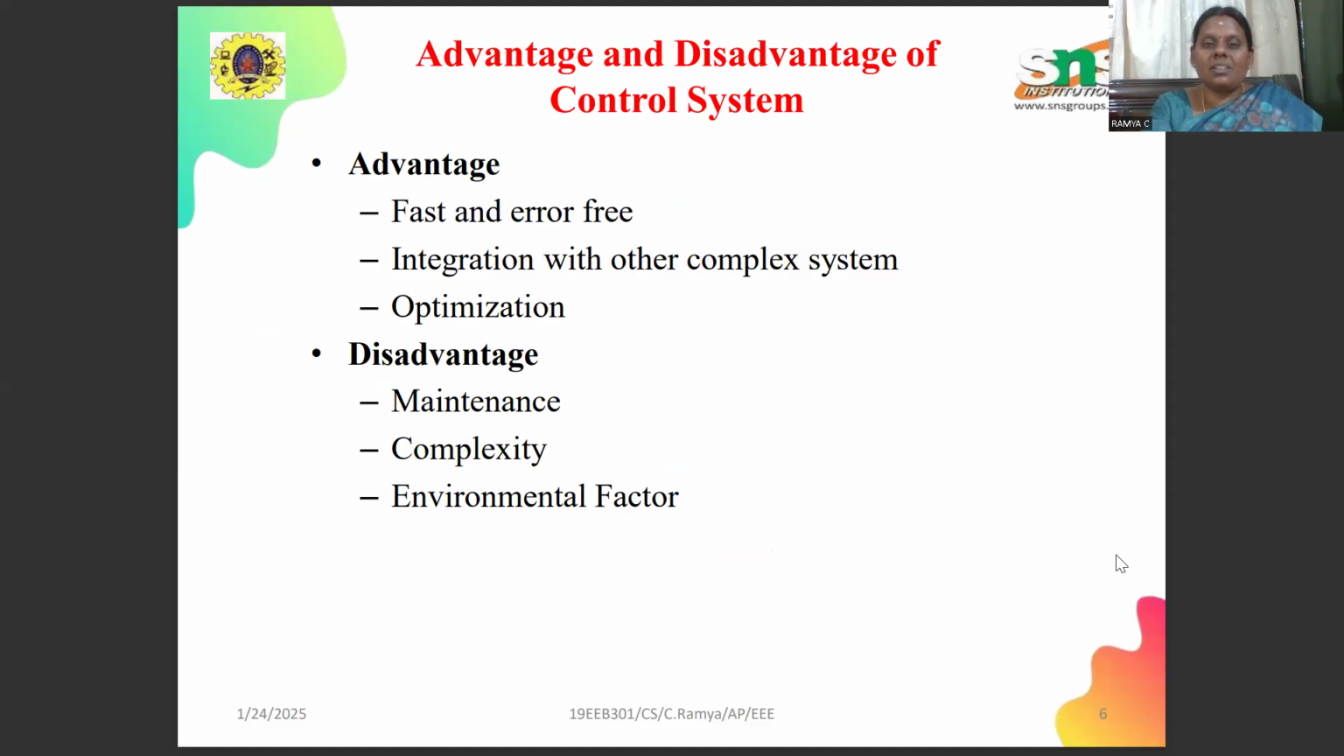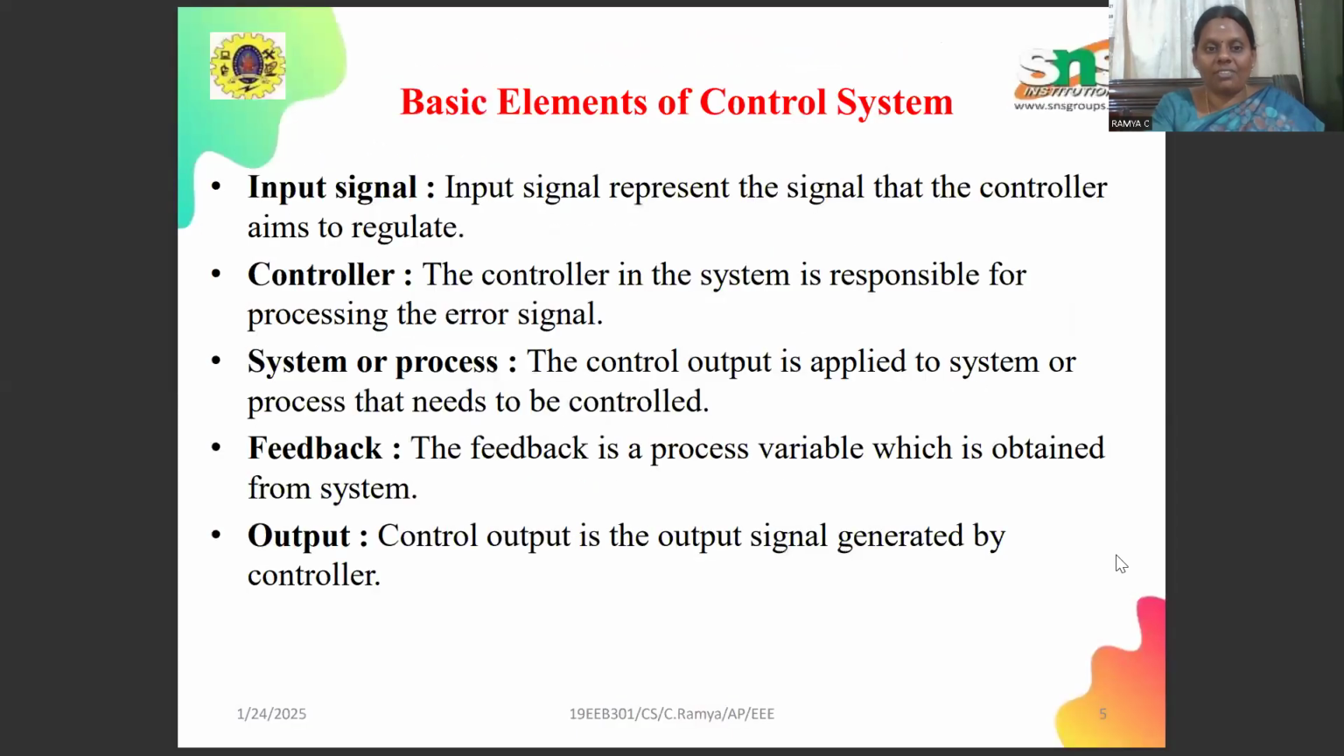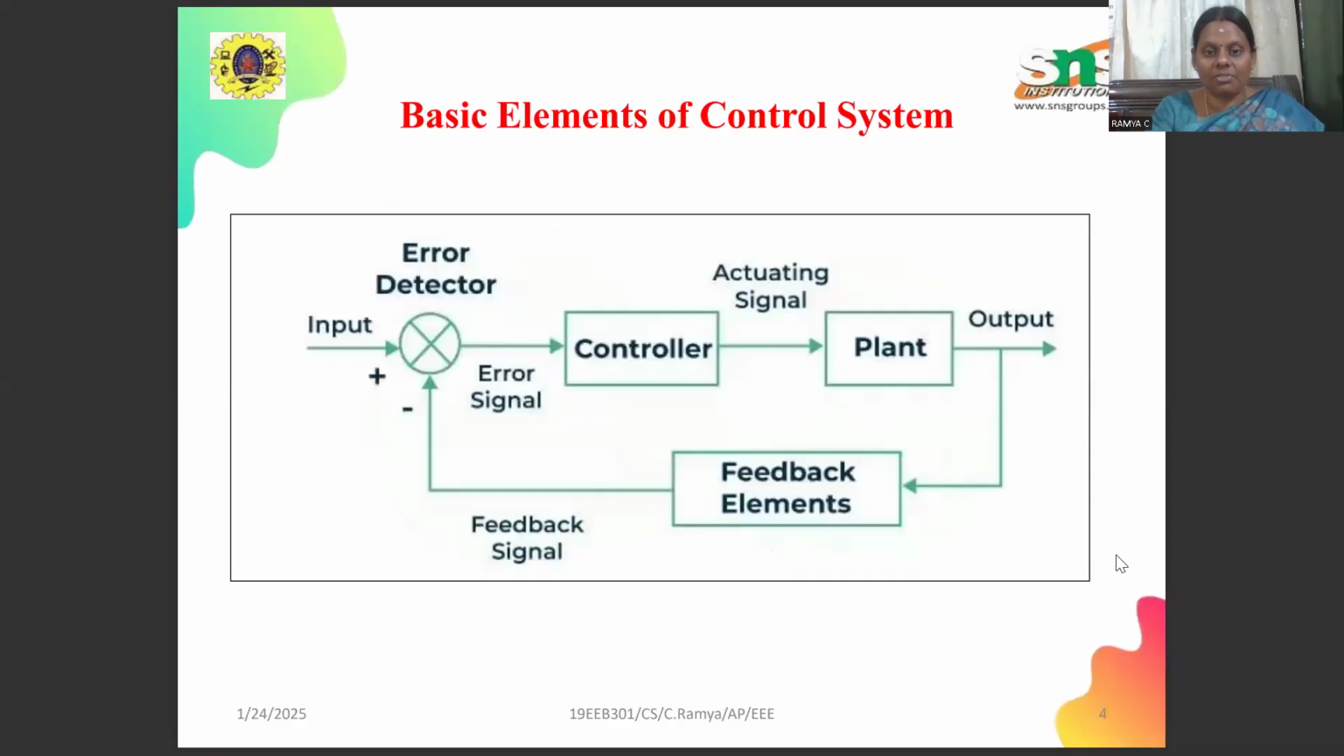These are some of the advantages and disadvantages of this control system. I have mentioned some advantages here. That is, it is a fast and error-free system, and it has integration with other complex systems. We also have optimization here. Some disadvantages are also there: maintenance, complexity, and environmental factors. These are the things we have to consider as disadvantages of the control system. So I hope you have understood the basic block diagram of the control system.